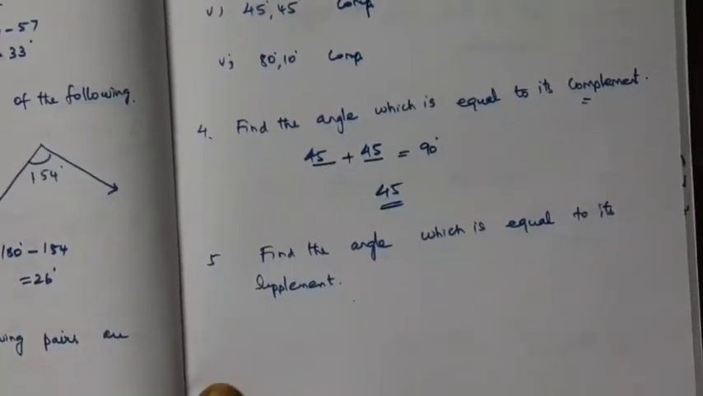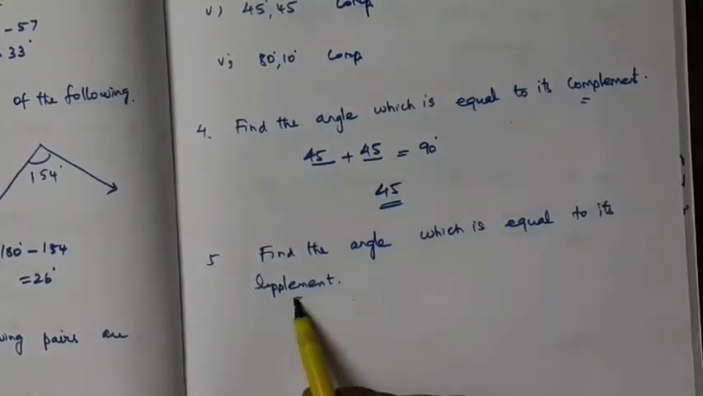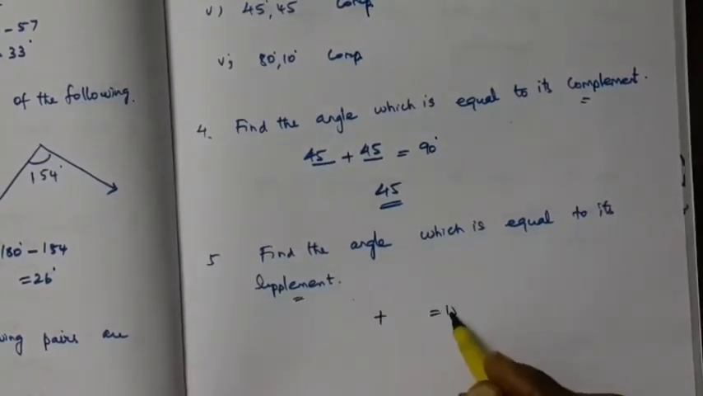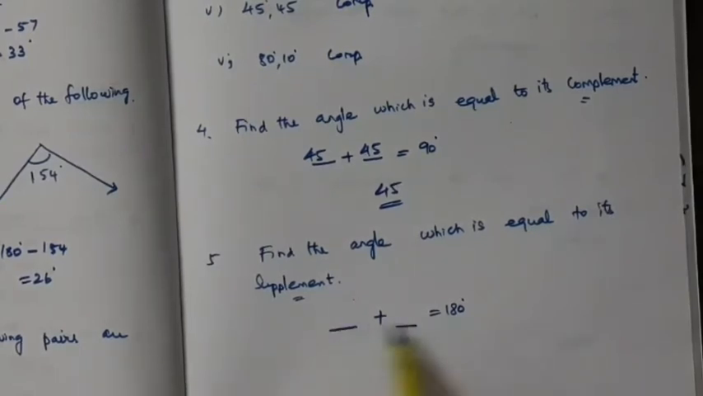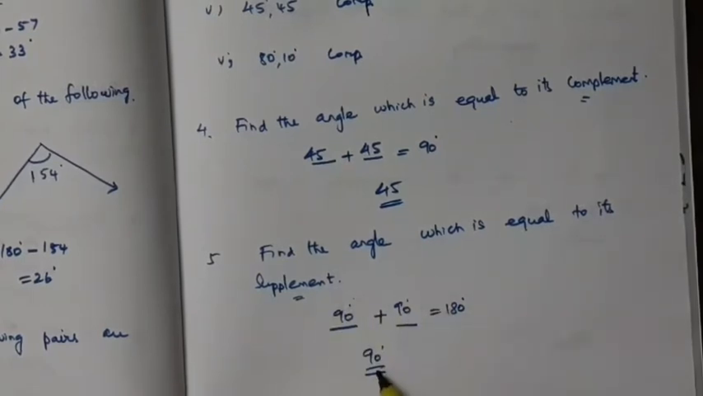Similarly, what is the angle which is equal to its supplement? So then it's easy. I should get a 180 degree when you add two angles. These both angles should be equal. So it is 90 plus 90. The answer is 90. The supplementary angle of 90 is 90.